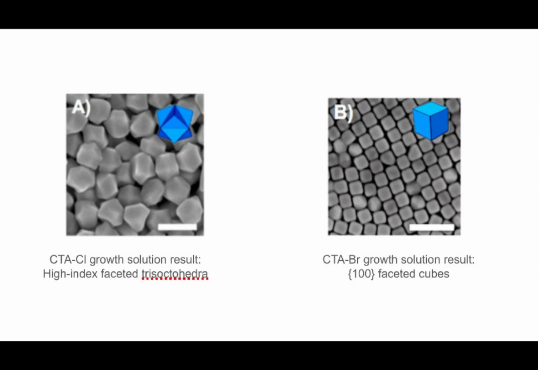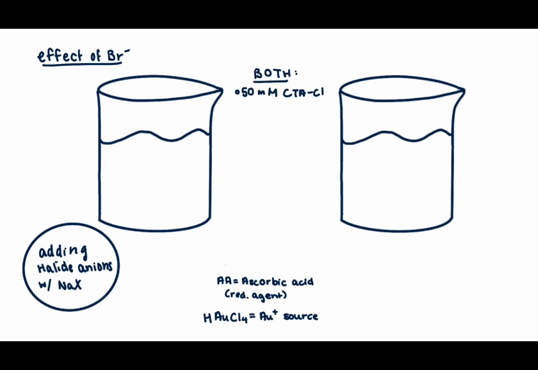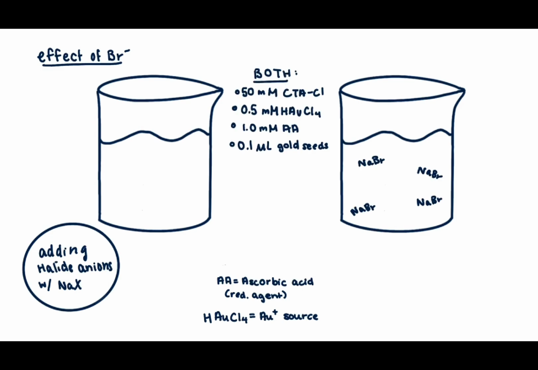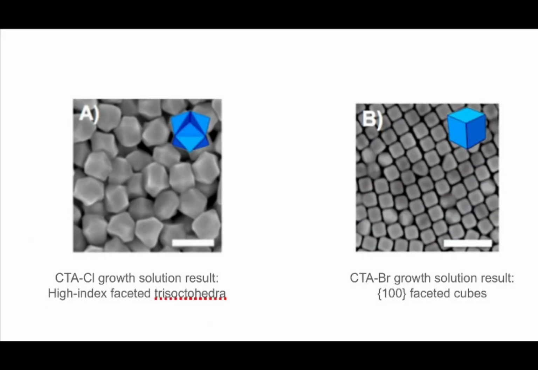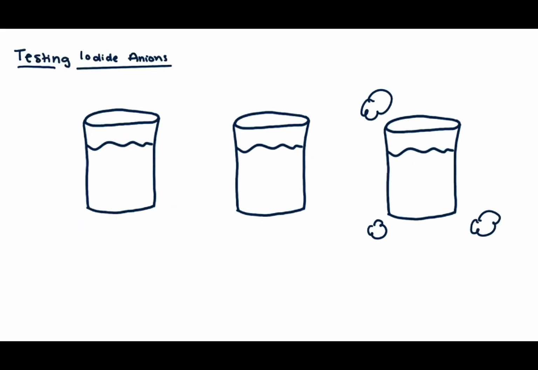But what are these pictures? To look at the difference between bromide and iodide, the researchers first looked at the effect of bromide ions. In order to do so, two identical growth solutions were prepared, but 5 millimolar sodium bromide was added to one of them. Once again, the solution containing bromide anions resulted in lower index facet cubes, where the standard growth solution had high index trisoctahedra. An identical procedure was used with sodium iodide.